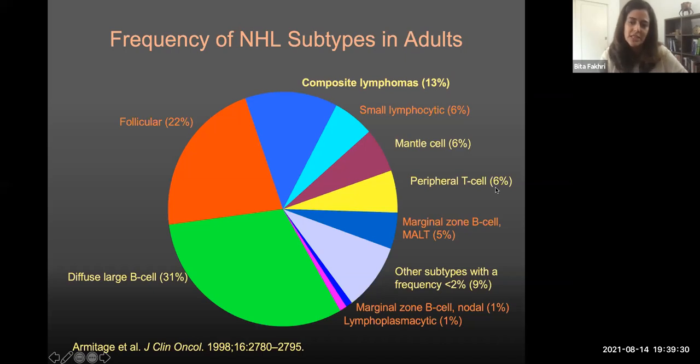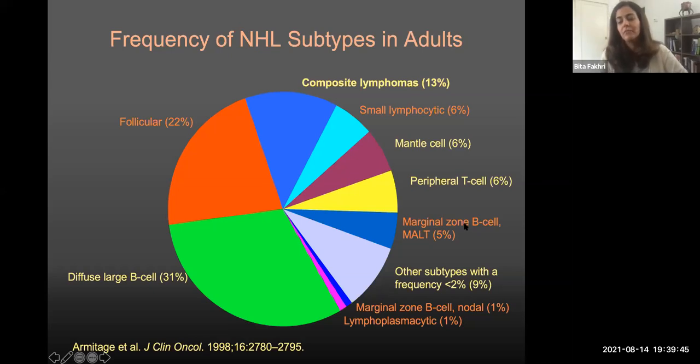About 6% is peripheral T-cell lymphomas. And the treatment in the recent years has changed, and their outcomes have improved in the recent years. Then you have other indolent lymphomas, 6% marginal zone lymphoma.